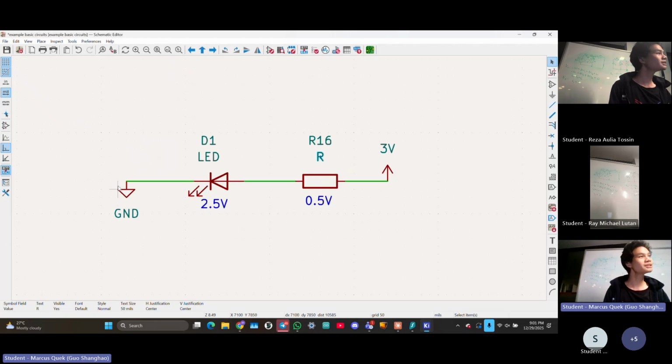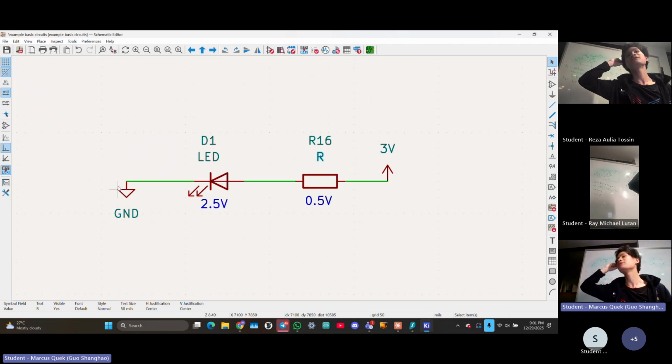Yes, it does, right? That's what that curve is, the diode curve.